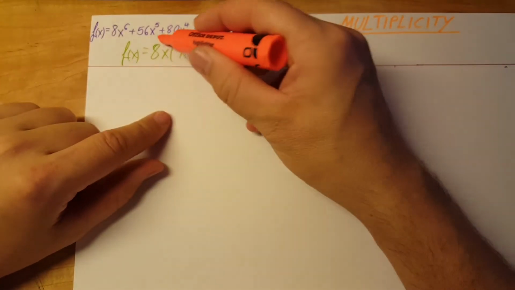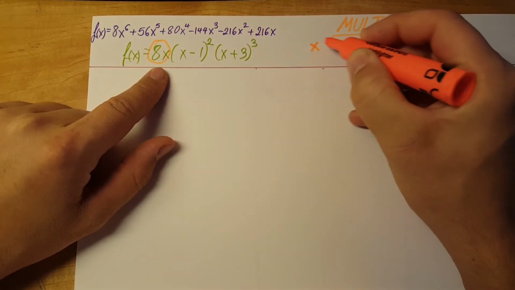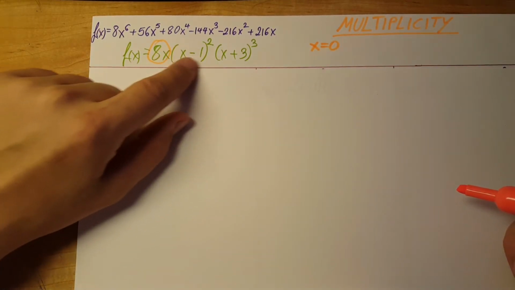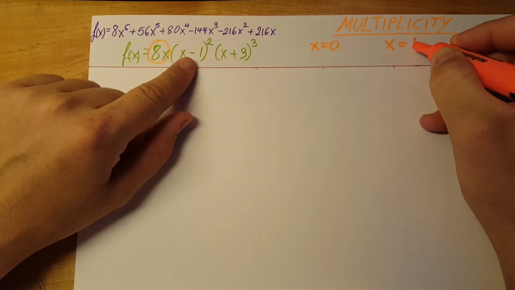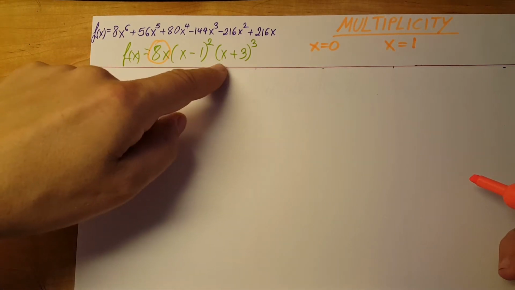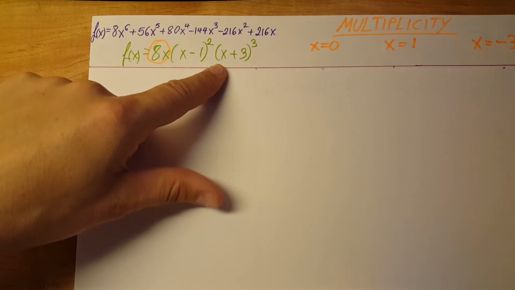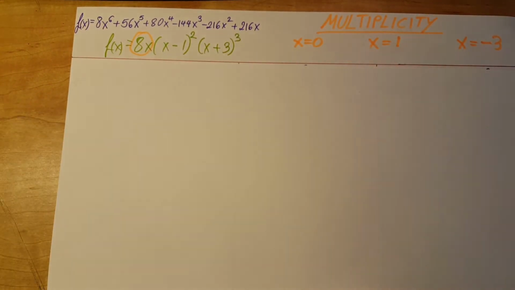From here, we can see that one of the zeros is x = 0. From this part, we can see that another zero of the function would be x = 1. From here, we can see that another zero would be x = -3. Okay, we have 3 zeros for this function.